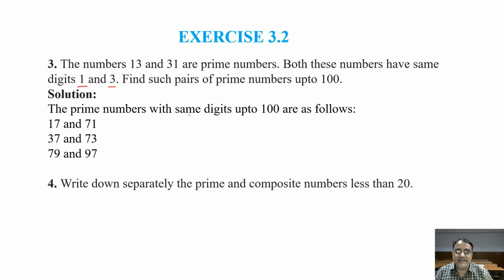Now next, write down separately the prime and the composite numbers less than 20. So first we will write the prime numbers: 2, 3, 5, 7, 11, 13, 17, 19.